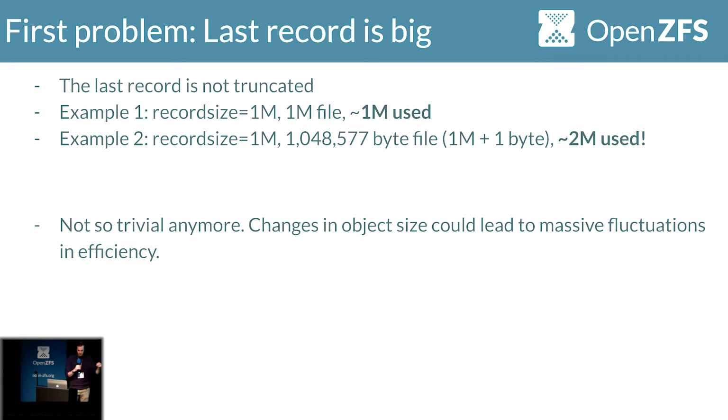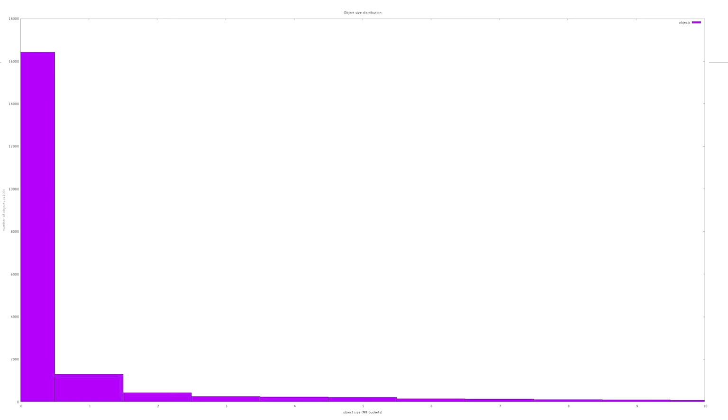This is when we realized that this isn't a trivial thing anymore. We can't just do easy multiplication. We have to take into account the object size and how it can influence the efficiency of the data that we're storing. So we have to consult the file size distribution of the files in our pool.